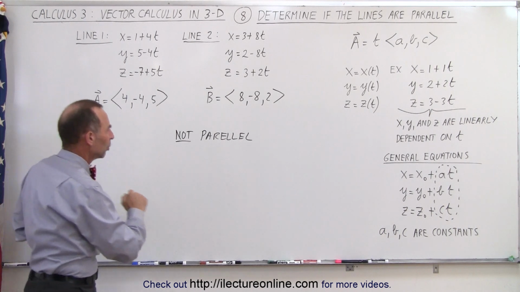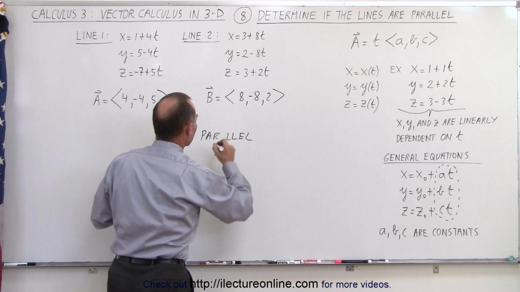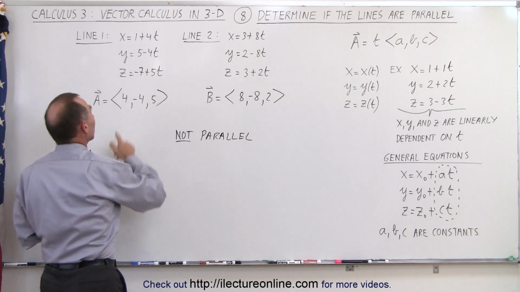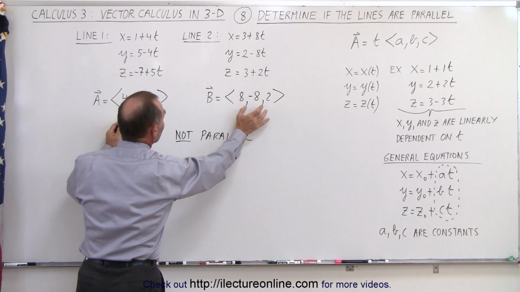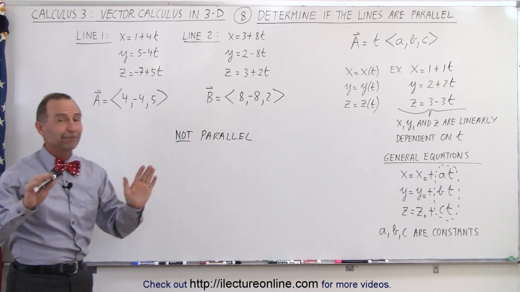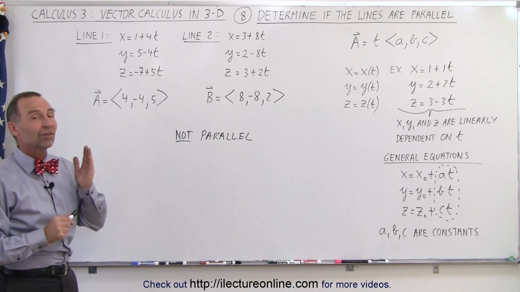But in this case, whoop, that should be an A, shouldn't it? Parallel, there we go. So 4, -4, 5, 8, -8, 2. The first two would match, but the third one doesn't. Not parallel, and that's how we do that.